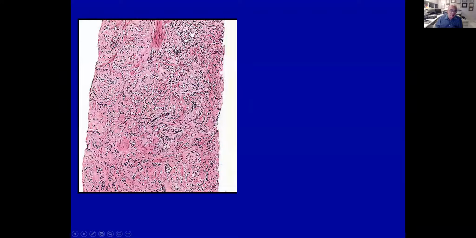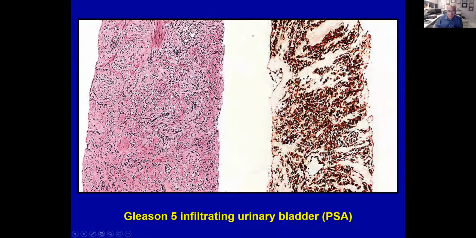And this is a case of an individual that was not very old. He was 30 years old with anemia, and they did a core biopsy, a bone. Oh, excuse me, it was bladder. I had another case that was in the bone. They look very similar, but this is Gleason 5 infiltrating urothelial bladder, in which you can see the staining for PSA in that particular sample.